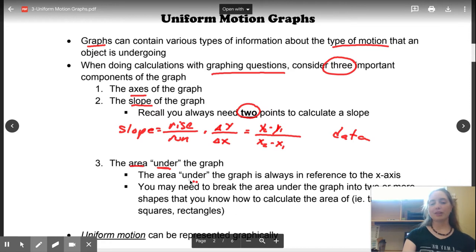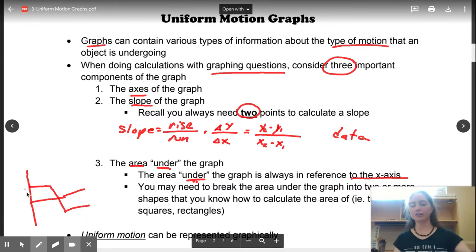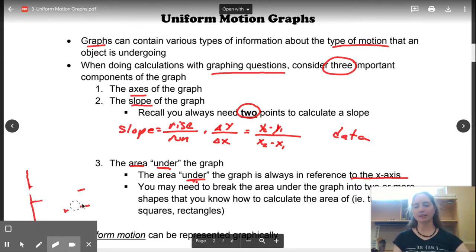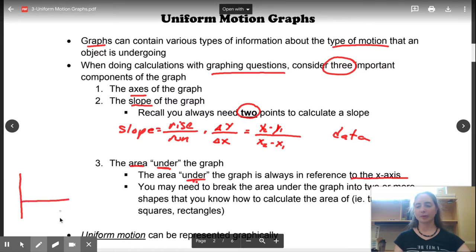So the area under the graph. What that means is essentially between the line and the x-axis. So if I have a graph that looks like this and then goes like that, that is the wonkiest graph I've drawn all day. That even looks really bad. Let's fix this. Okay, that was ridiculous. Let's try that again. There we go. I have a blue line. There's my axes. There's my y. There's my x. And I have a graph that goes like that and then like that.